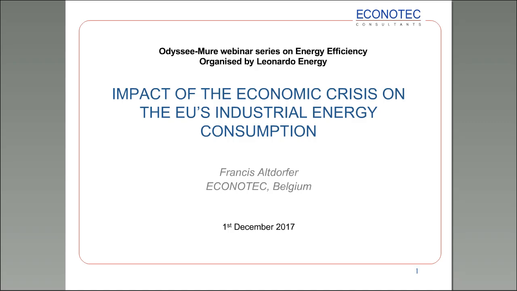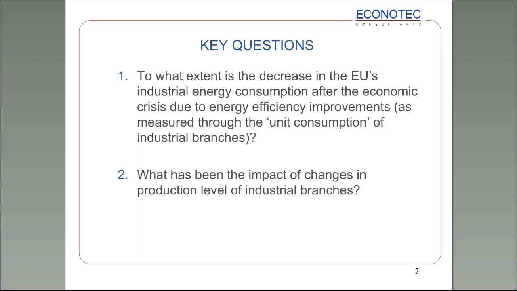The impact of the economic crisis on energy consumption is a vast subject, but I'm only going to address two questions. First, to what extent is the decrease in the EU's industrial energy consumption after the economic crisis due to energy efficiency improvements? Energy efficiency improvements is measured through the unit consumption of industrial branches. And second question, what has been the impact of changes in production level of the industrial branches?